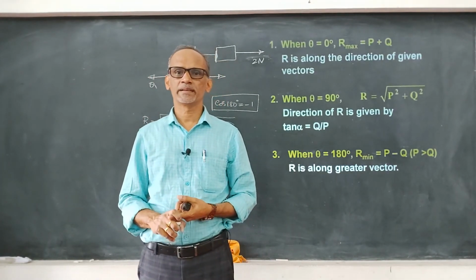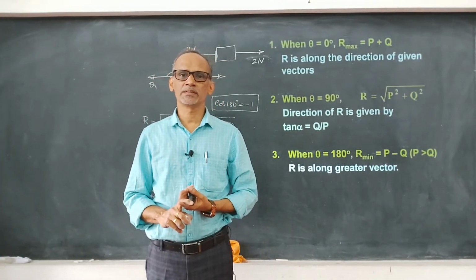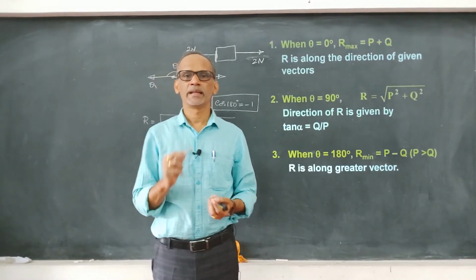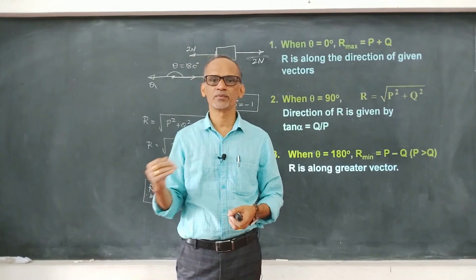Let me again very quickly revise. The general formula for the resultant is R is equal to root of P square plus Q square plus 2PQ cos theta. Tan alpha is equal to Q sin theta by P plus Q cos theta.